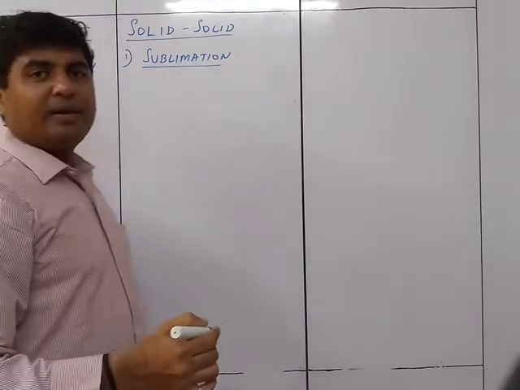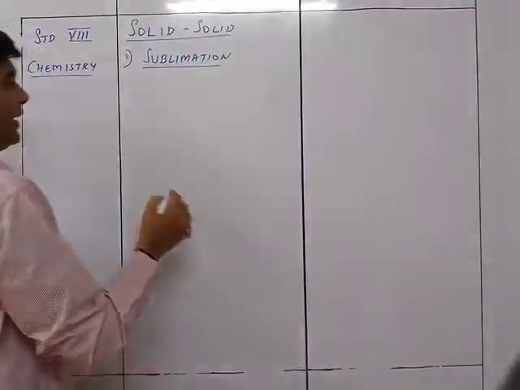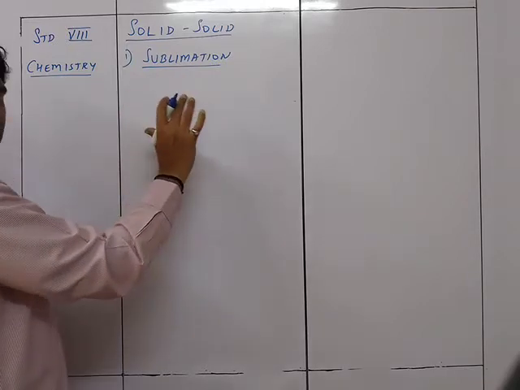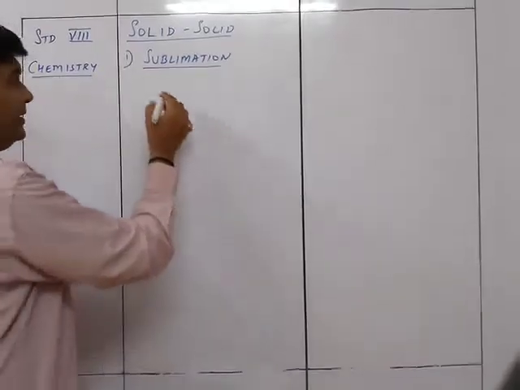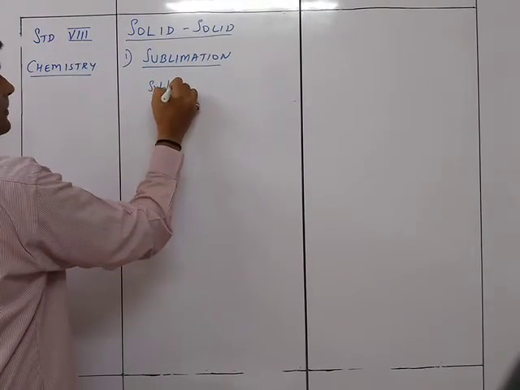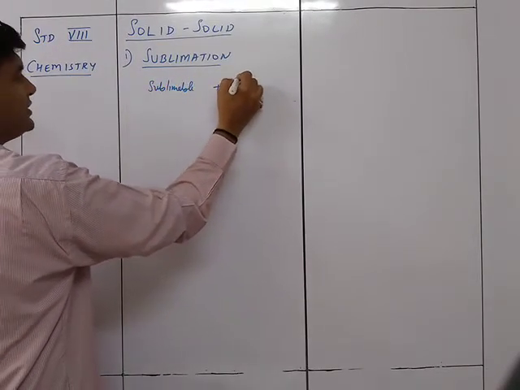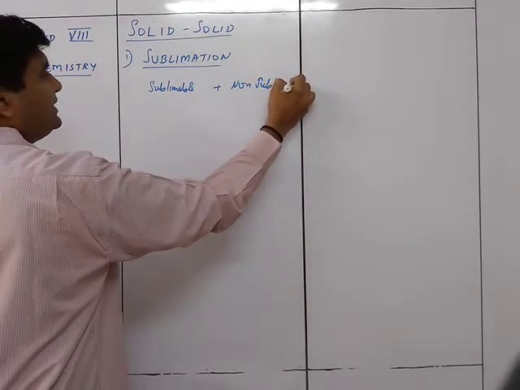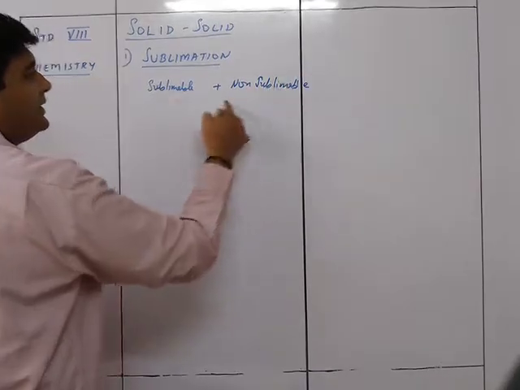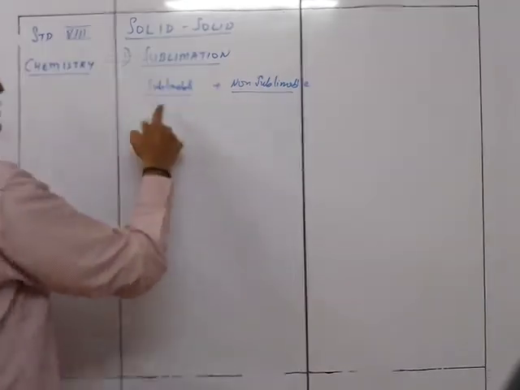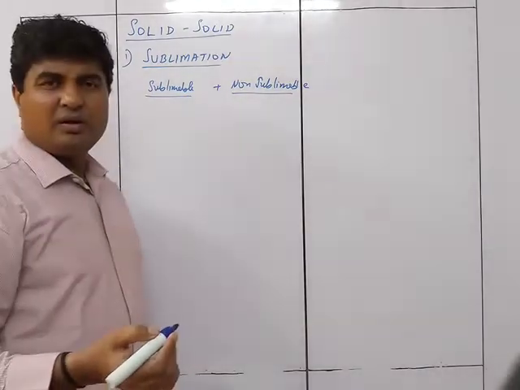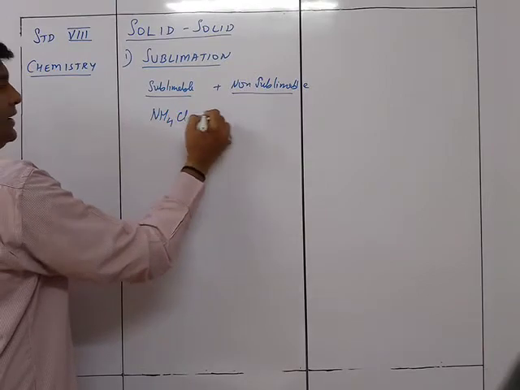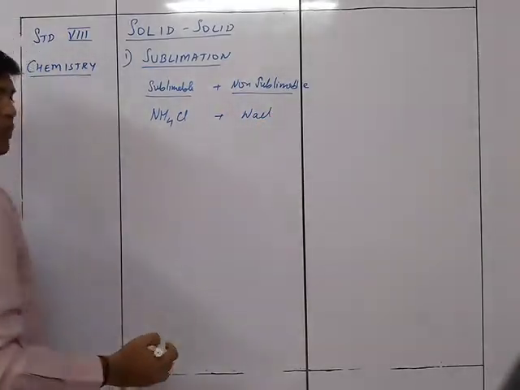Sublimation is the method to be used when you have one sublimable substance plus one non-sublimable substance. If the mixture is of a nature that one of the elements is sublimable and the other is non-sublimable, you can use the method of sublimation. We have taken the example of ammonium chloride and sodium chloride.